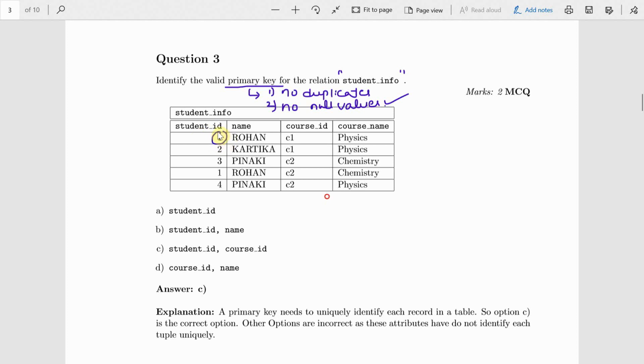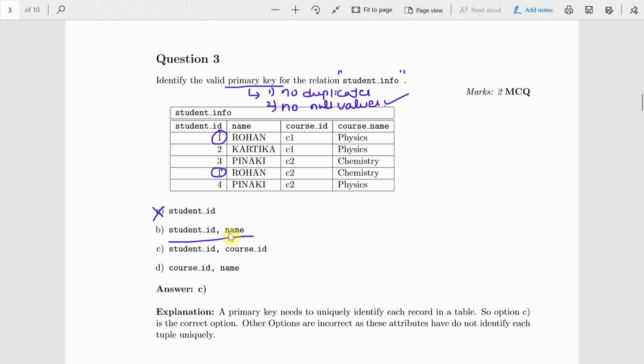Student ID, here you can see both tuple 1 and tuple 4 have the same student ID. A primary key should not have duplicates, but student ID has duplicates. So option A is wrong. Option B says the student ID and name combination is a primary key.